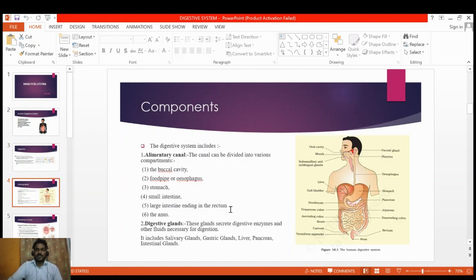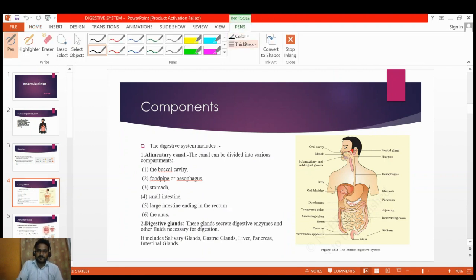Now, what are the components of the digestive system? Let's understand the components of the digestive system. Okay, just give me a second. So, what are the components or parts of the digestive system?